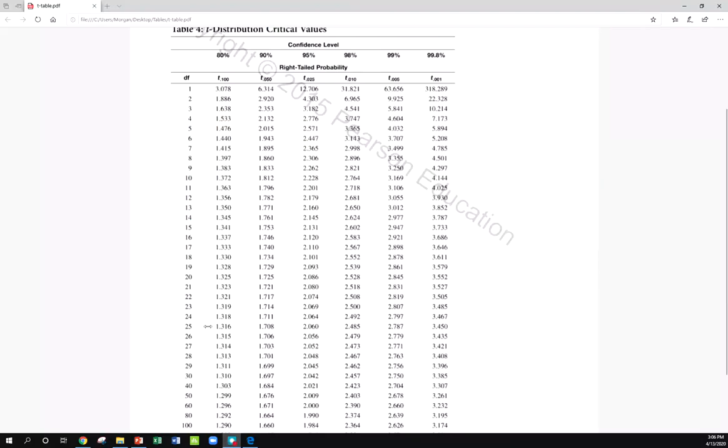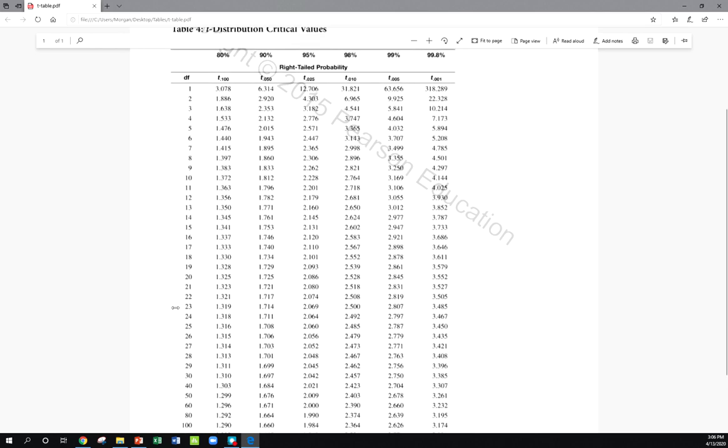Remember, depending on how your t-table is set up, some t-tables have more degrees of freedom, but a lot of t-tables only go up to about 30, where they have every degree of freedom. The one that I use has a gap between 30 and 40. But in our example, we're at 35 degrees of freedom, right in between the two. So I'm either going to have to estimate this critical value.